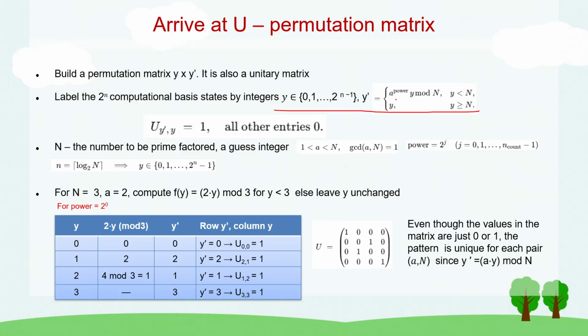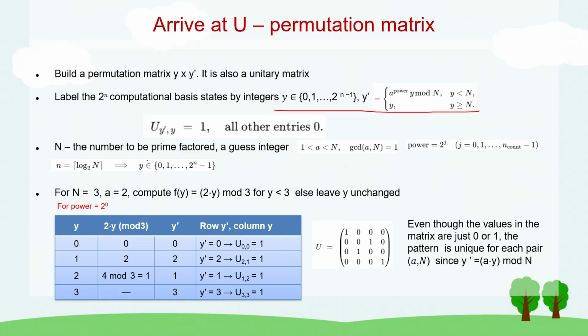So what is y dash? It is a to the power y mod n, if y is less than n. If it is greater than or equal to n, you put y. This is simple. You get y dash for every y. Then for every element having u y dash and y, where there is a match, you put 1 and all other entries are 0.